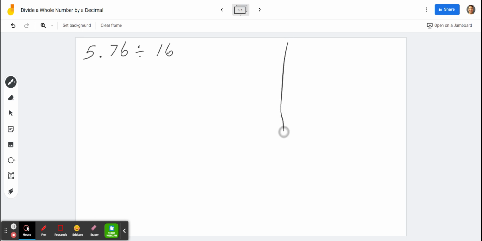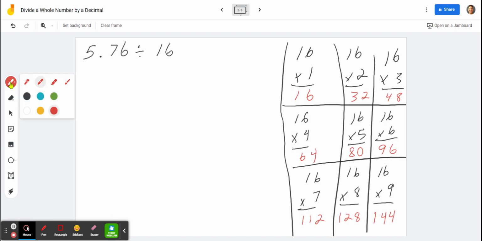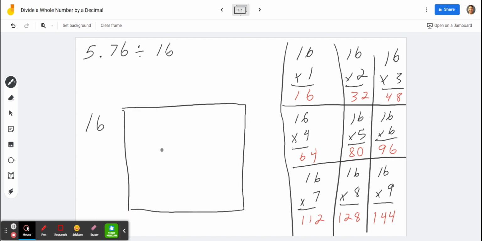You still want to list out your multiples of the divisor, which is 16 here. Okay, so 16 times 1, 16 times 2, 16 times 3. And I actually paused the video there so you didn't have to watch me do all of that. But I just completed my chart with all my multiples of the divisor, 16, up to 9. Okay, and now you set up the problem almost the same way. So your divisor out here. And if you're using the box method like we've been working on, you set it up with a 5 here, 7, 6, they each get their own place.